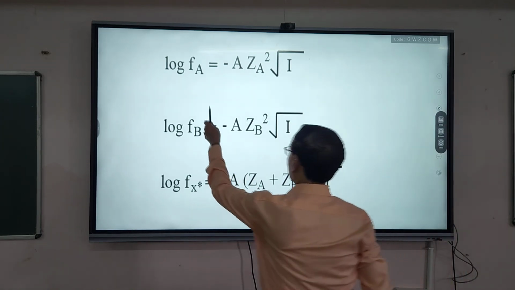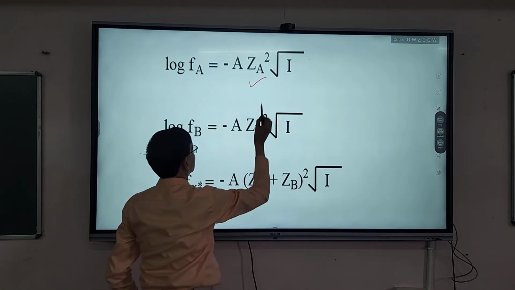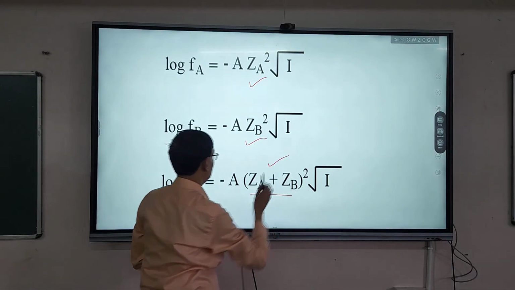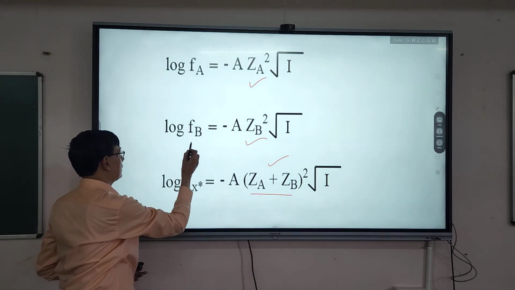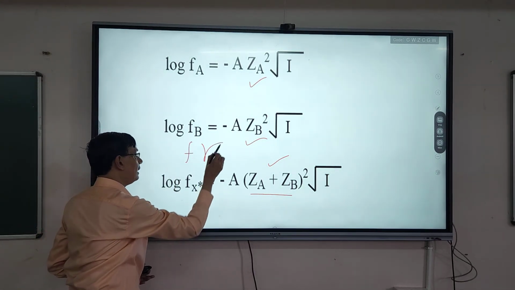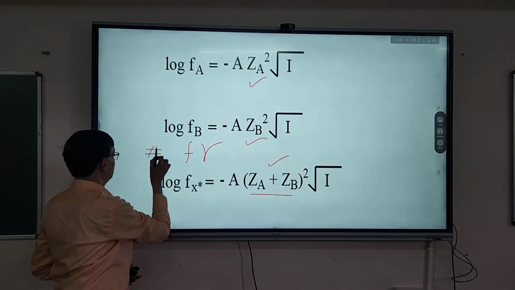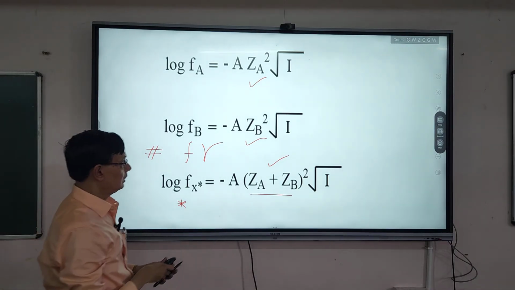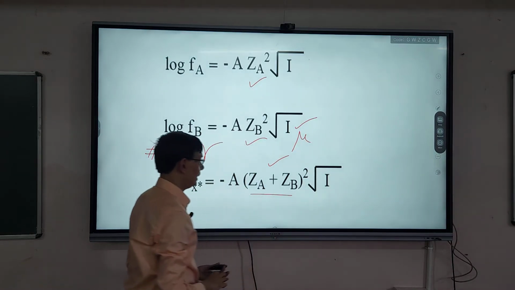The same thing I have just written here. First case ZA square, second ZB square. You can write gamma in place of f, no problem. In place of activated complex, you can use the star. It is up to you. In place of mu, you can write I. That is not a problem.